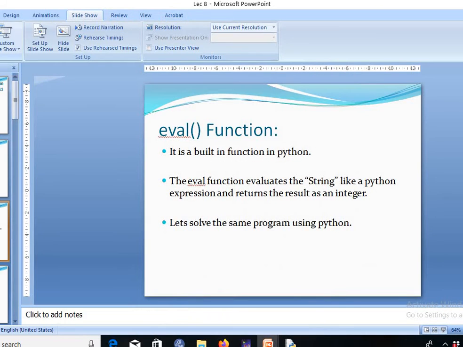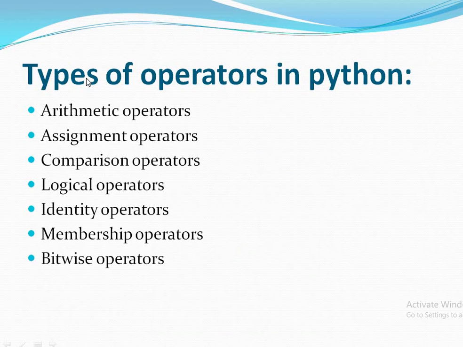Now I'm going to start with the types of operators we have in Python. They are arithmetic operator, assignment operator, comparison operator, logical operator, identity operator, membership operator, and bitwise operator. I am going to discuss each of these operators with you very clearly.